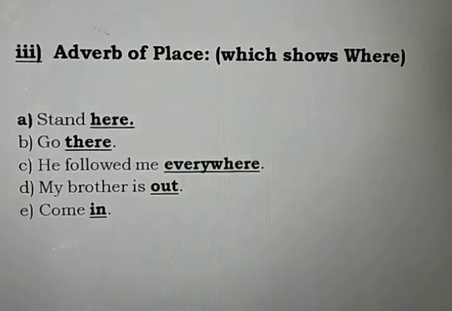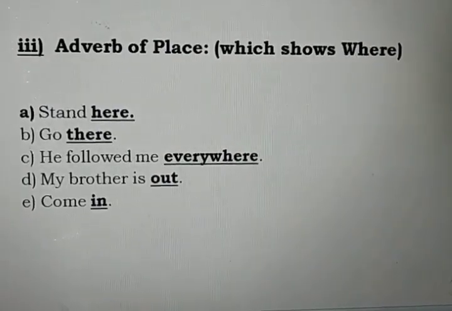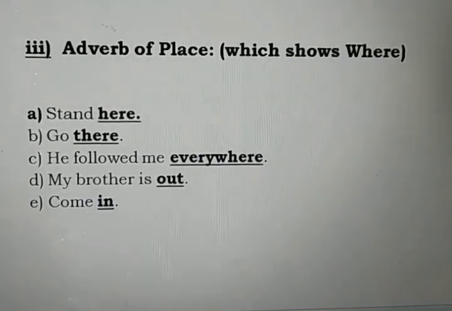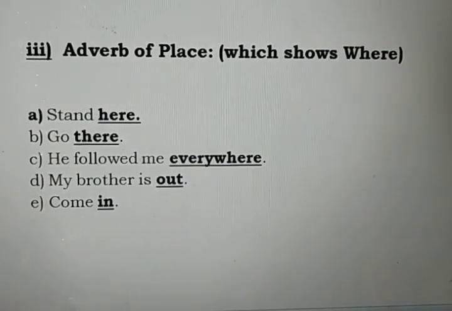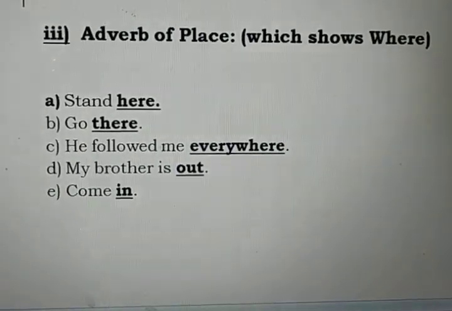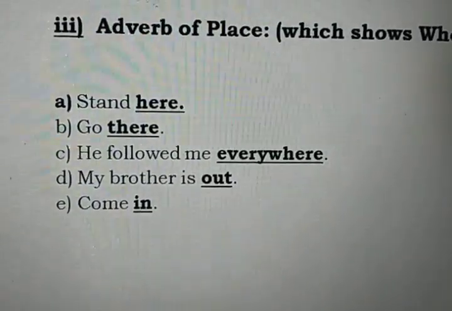The next kind is adverb of place, which shows where the action is done. The action, the activity, where it happened, the place. That is called adverb of place. Let's see its examples. First one, stand here, go there, he followed me everywhere, my brother is out, come in.